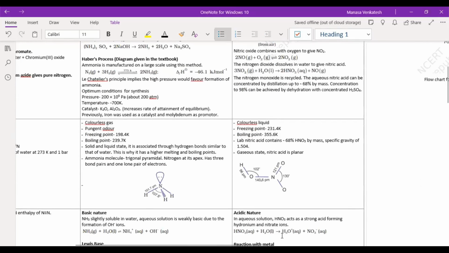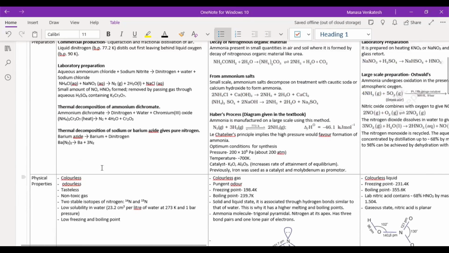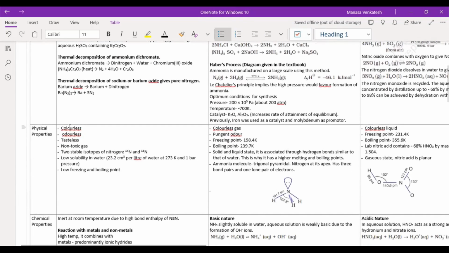Next, let's talk about physical properties. First of all, with dinitrogen, it is a colorless, odorless, tasteless, non-toxic gas. And nitrogen actually exists in 2 stable isotopes, that is 14 nitrogen and 15. And it's not that soluble in water, and it has a low freezing as well as boiling point.